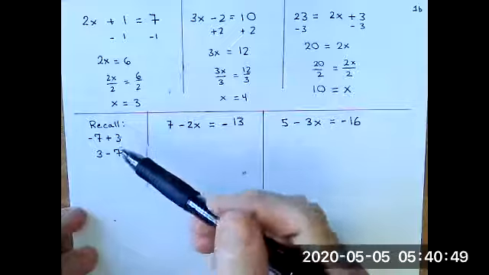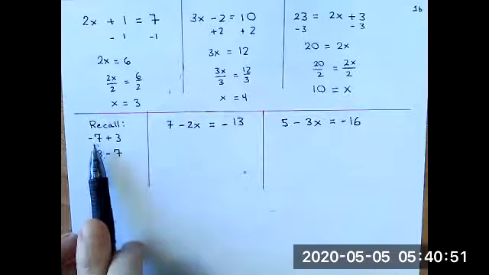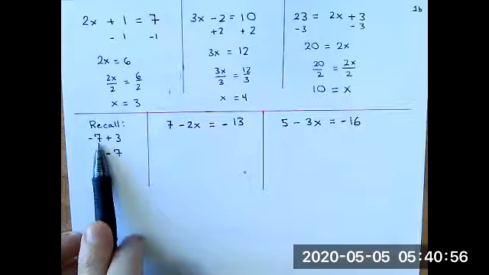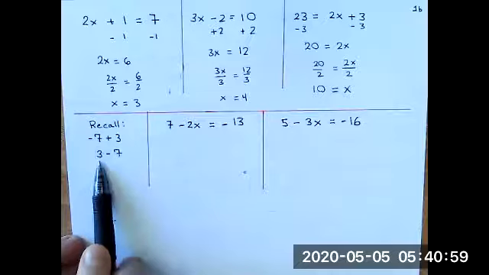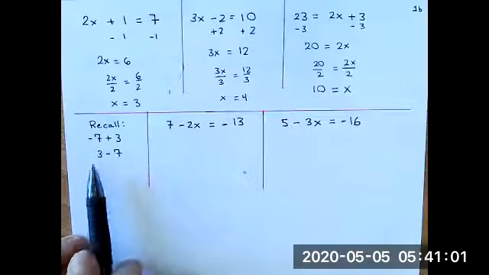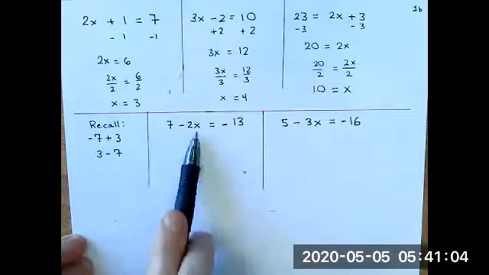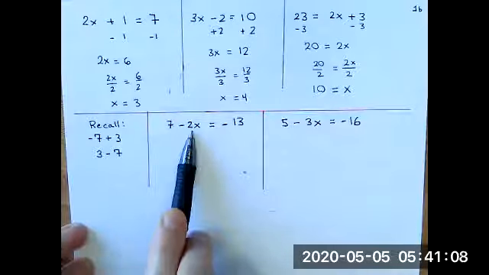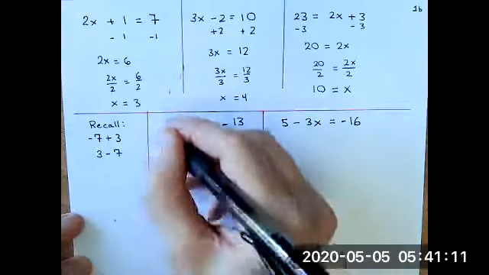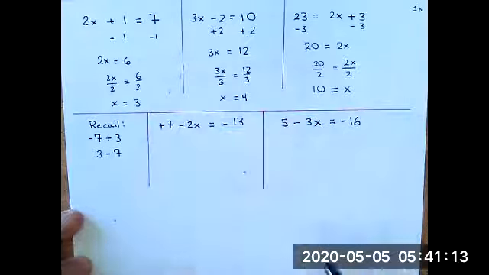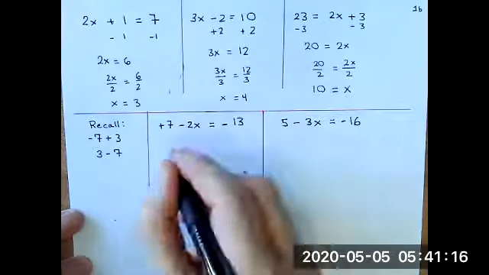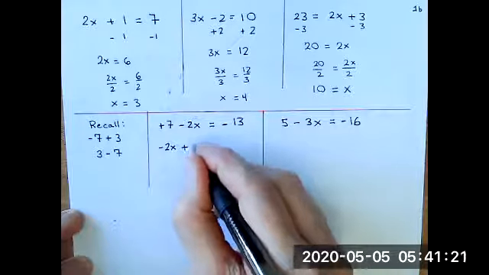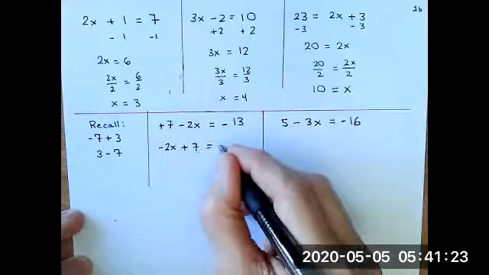For the next 2 examples, let's recall that addition is commutative. So you can trade -7 and 3, and you get 3 minus 7. So when you trade these, remember that that negative belongs to the 2x. So this is plus 7 and minus 2x. So this is negative 2x plus 7 is negative 13.